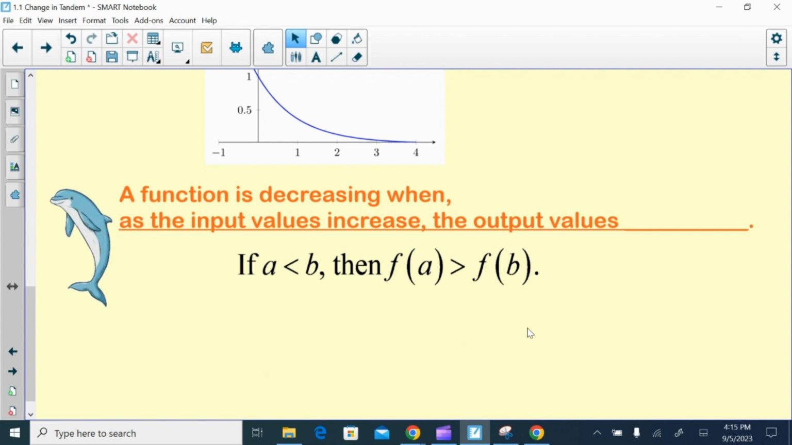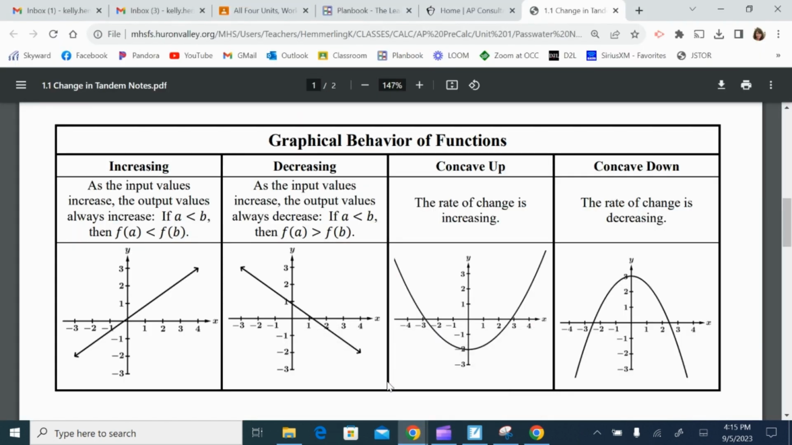And here we're going to be talking about inputs and outputs rather than X's and Y's, or kind of scaffolding the X's and Y's to the vocabulary of inputs and outputs. And just to show you where this is, basically everything in these first two, the increasing and decreasing, is here in this great chart that Brian put together. Okay, next, back to the Smartboard.